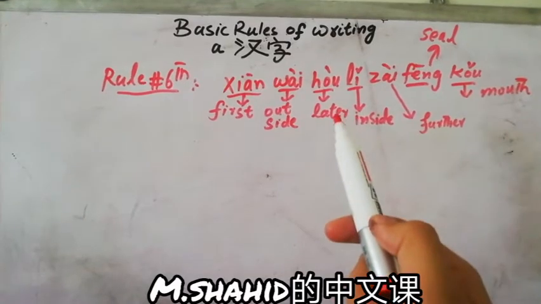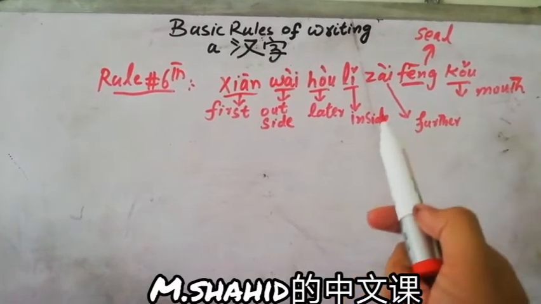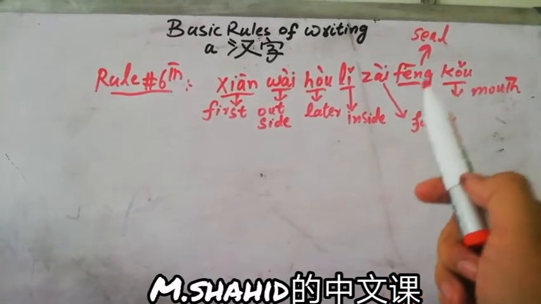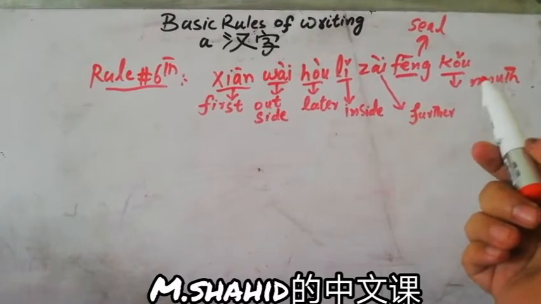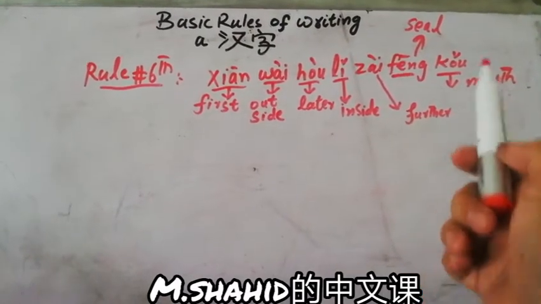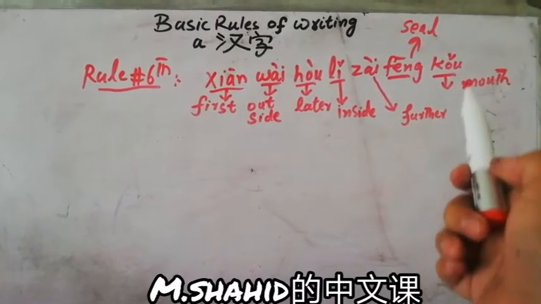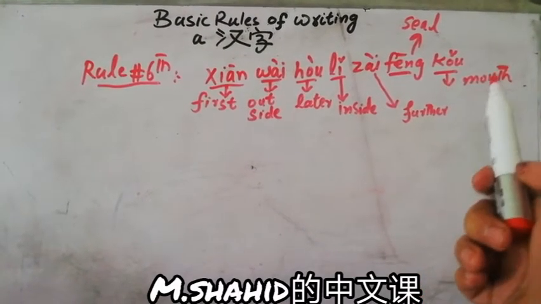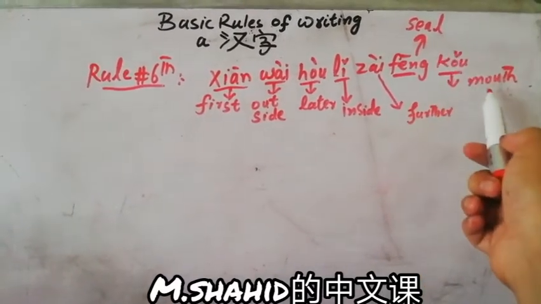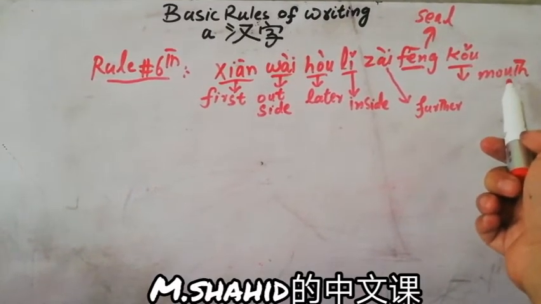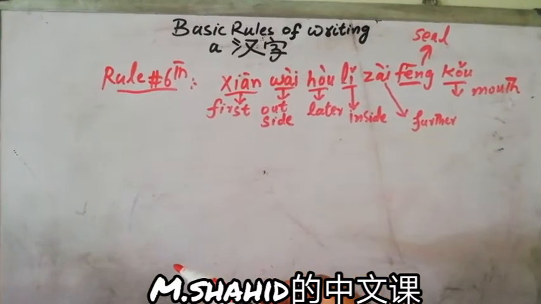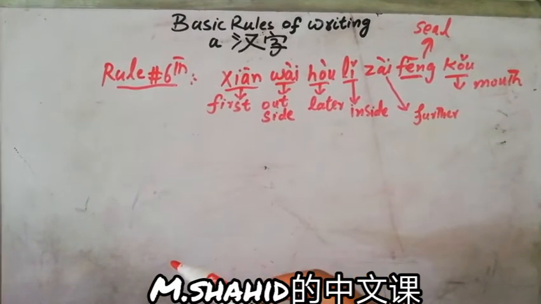So if we sum up the meaning of this rule, it says that first you write the outside portion of the Chinese character, then you write the inside portion of the character, and then you seal the frame or you seal the opening with the final stroke. Seal the opening of the Chinese character with the final stroke. Okay? I will just discuss some examples and you will understand this rule very clearly.